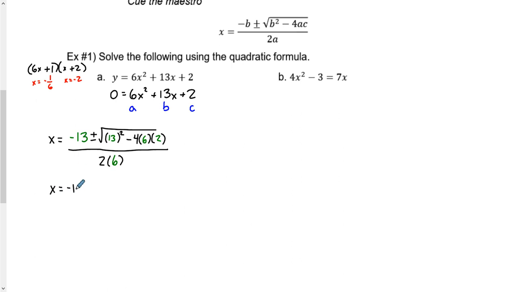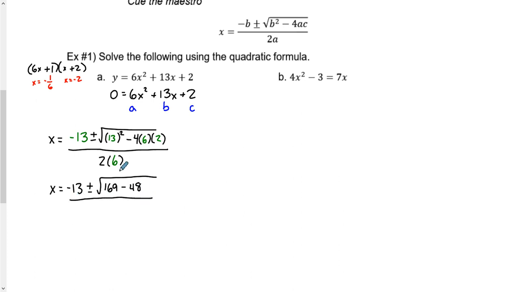Negative 13. Add or subtract. And we'll talk about exactly what that means. 13 squared. Well, 13 squared is 169. We're going to subtract 4 multiplied by 6 multiplied by 2. Well, 4 times 6 is 24, multiplied by 2 is 48.